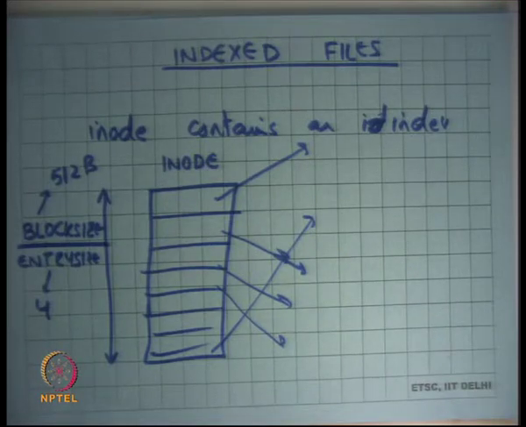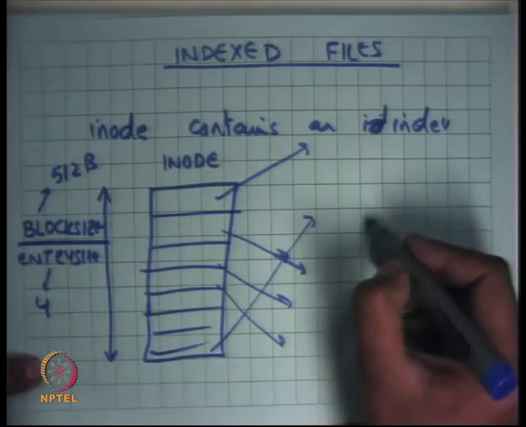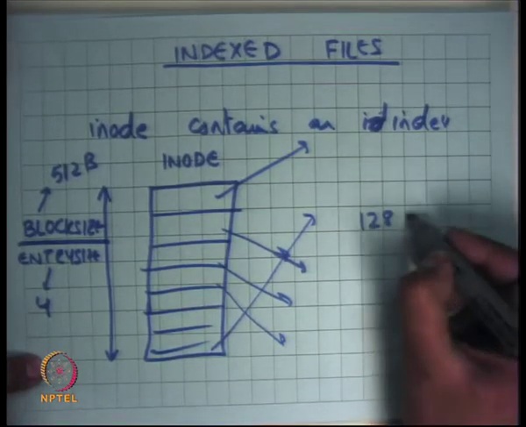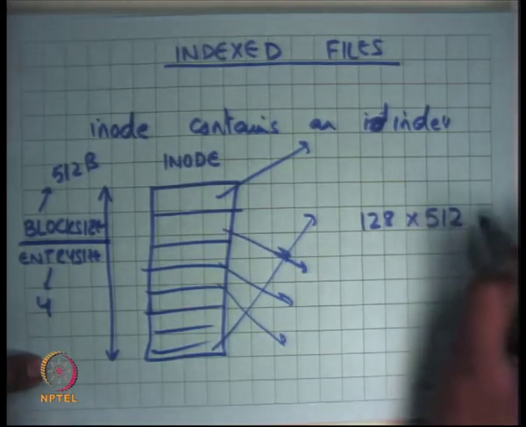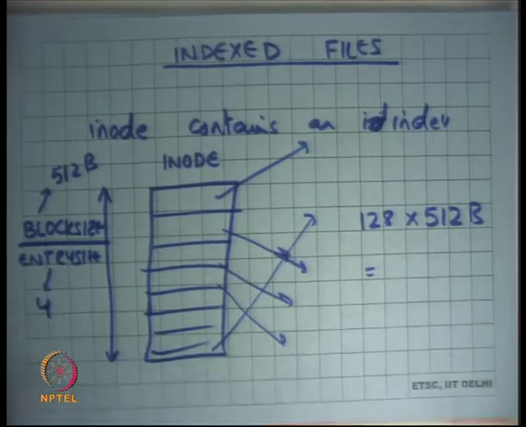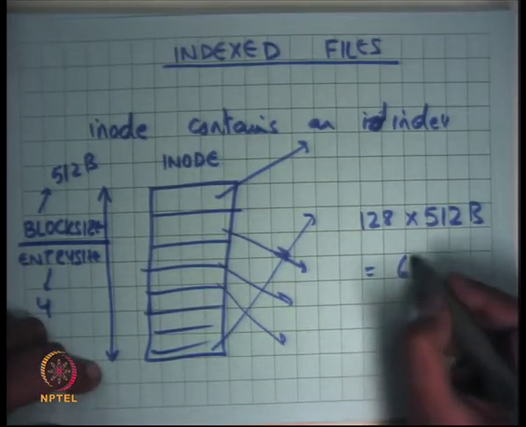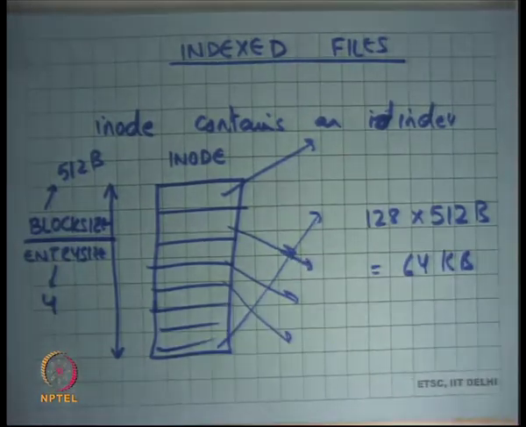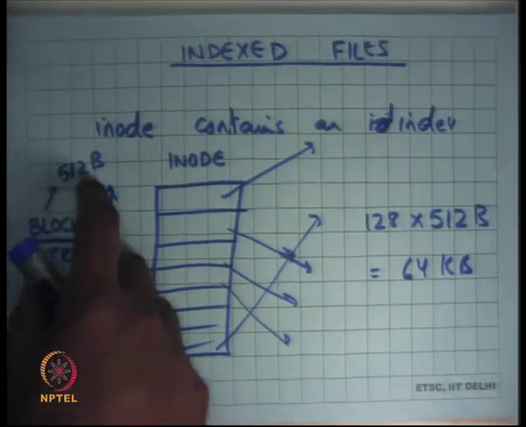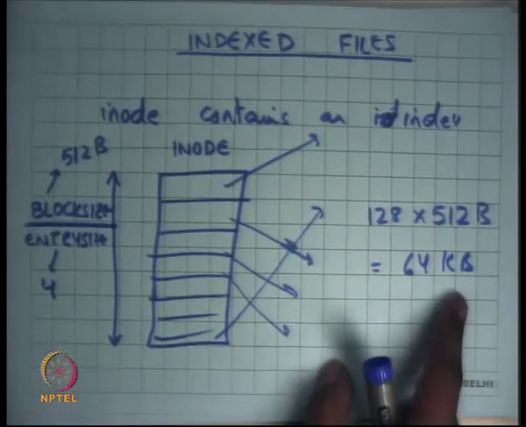So what does it mean? It basically means that there's a limit on the maximum size of a file that you can have. What's the maximum size of a file? You have 128 entries with a block size of 512 bytes, so 128 times 512, that's 64 kilobytes. Index files look good, but for a block size of 512 bytes, I can only have a file size of 64 kilobytes.